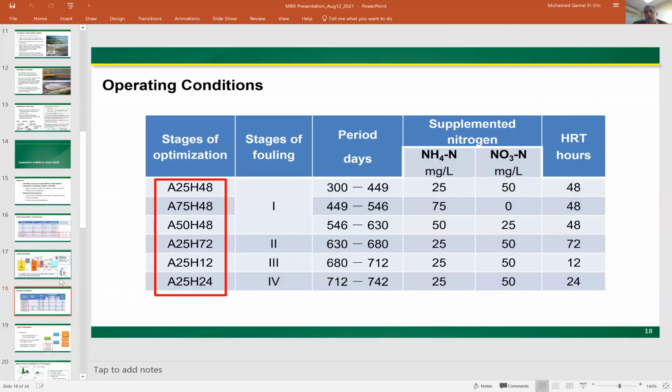Regarding the operating conditions, we have 5 different stages or types of operating conditions, in order to look at how the fouling differed or changed over these 5 operating periods. In the table here, you can see these are the operating periods. We supplemented nitrogen throughout the treatment at different levels, 25 to 50, or 75 and 0, or 50 and 25, and so on. The HRT was kept constant for the first 3 periods at 48 hours, and then we increased that to 72 hours in the second operating period, and then we dropped it to 12 and then 24. As you can see, we tested different operating conditions to look at the system performance over this long time of almost 2 years of operation.